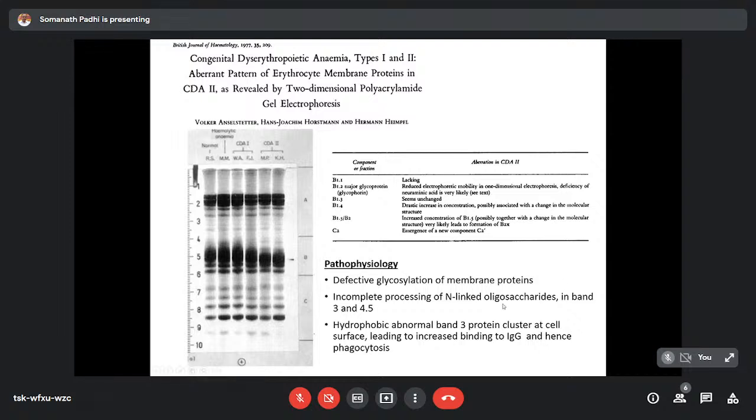So all the authors have proposed that there is a defective glycosylation of membrane proteins in CDA type 2, and there is incomplete processing of N-linked oligosaccharides in band 3 and 4.5. Hydrophobic abnormal band 3 protein clusters at the cell surface, leading to increased binding to IgG, and hence there is an increased propensity for phagocytosis. So these are the main mechanisms of reduced lifespan of RBCs in patients with CDA type 2, which is not seen in type 1 or other CDAs.